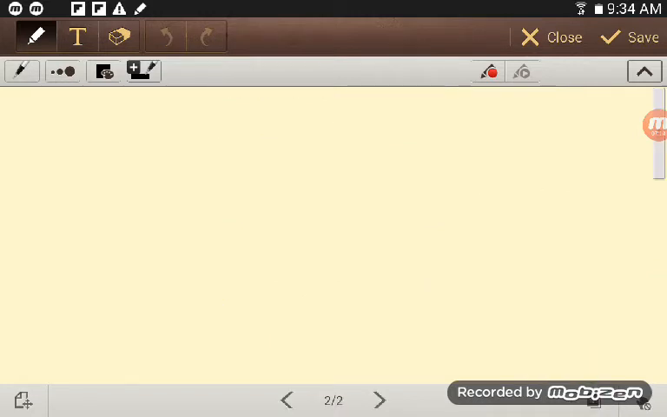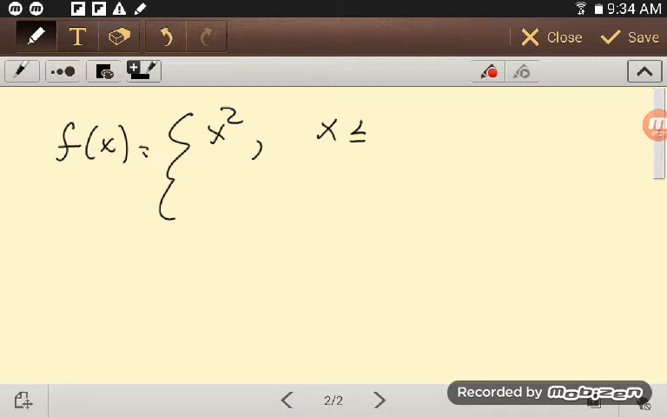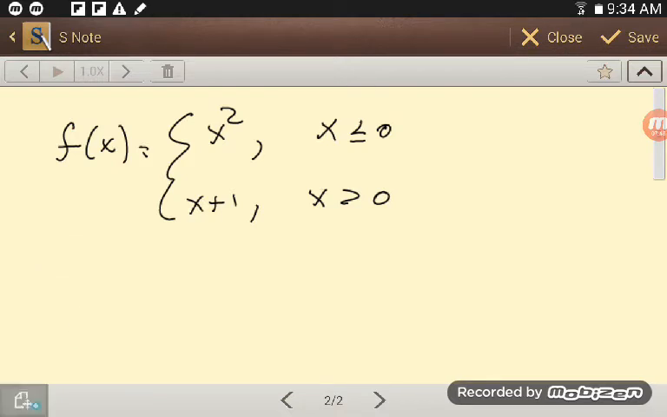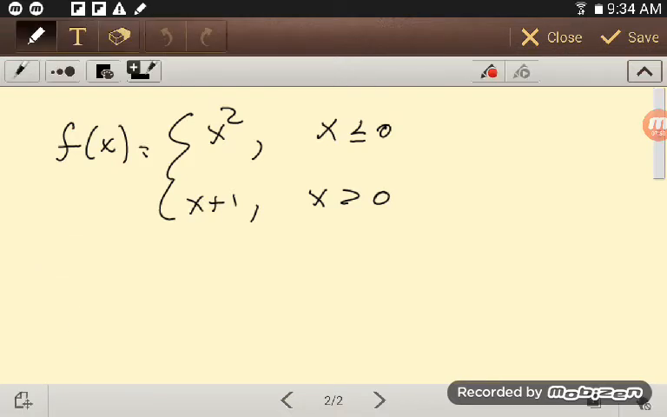Now you could also have the piecewise function, so suppose I have f of x equal x squared when x is less than or equal to 0, and x plus 1 when x is greater than 0. Then everywhere except 0, this is going to be fine. Now the question is, well, what about at 0? Okay.